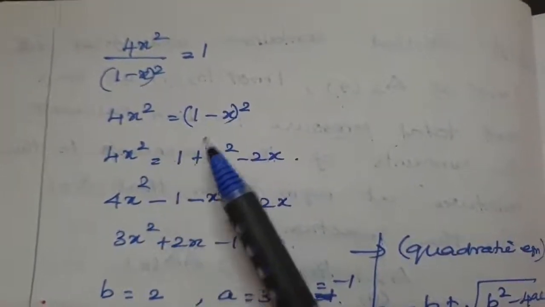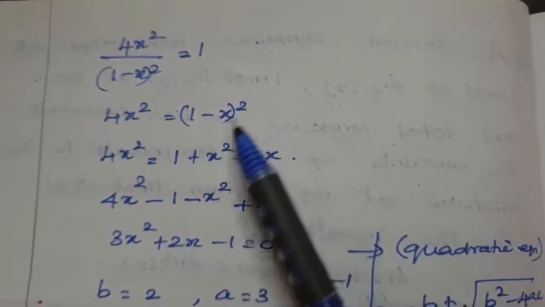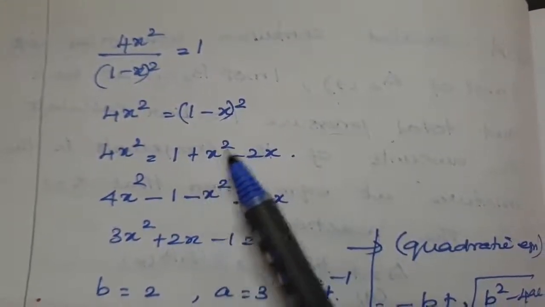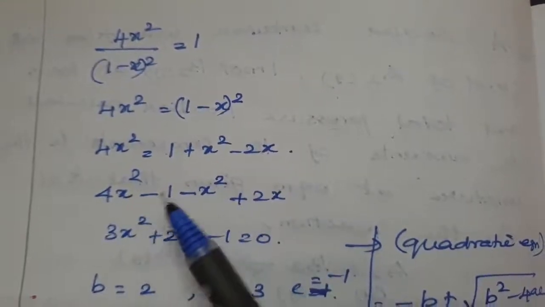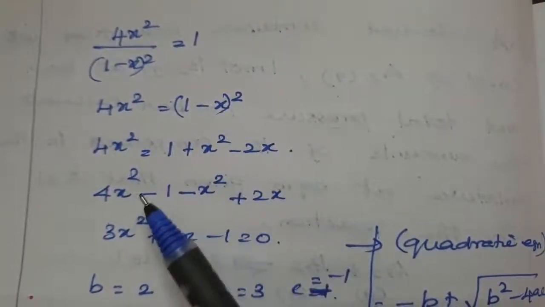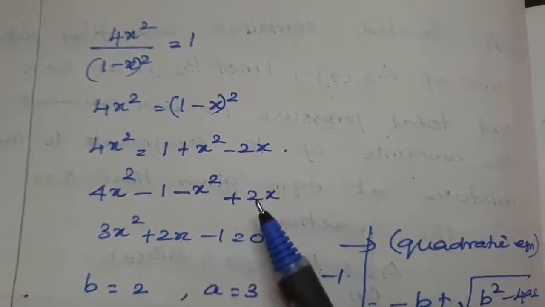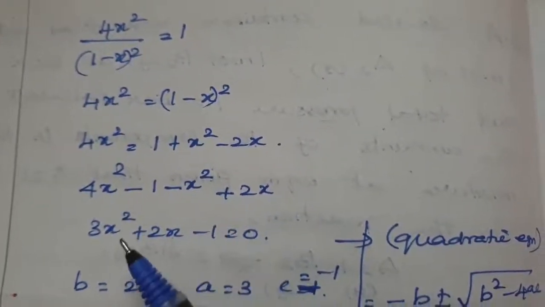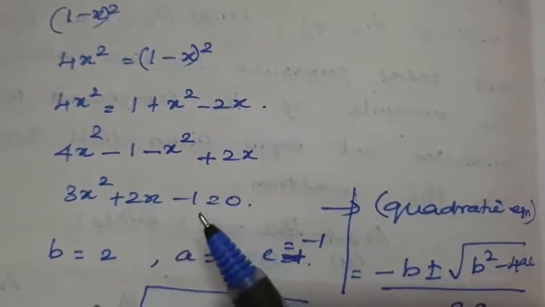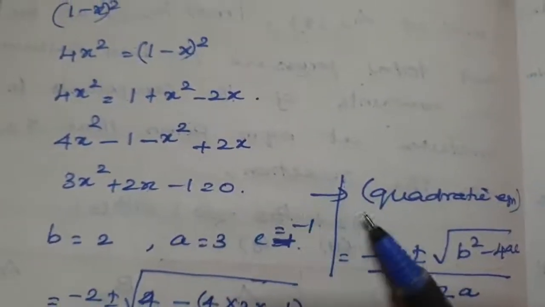Then 4x square. This is in the form of a minus b the whole square. Expand this, and you can get 1 plus x square minus 2x. That is a square plus b square minus 2ab. Then you simplify. Take all these terms to the left hand side and set it equal to 0, and we can simplify this. We can get 3x square plus 2x minus 1. This is in the form of a quadratic equation.